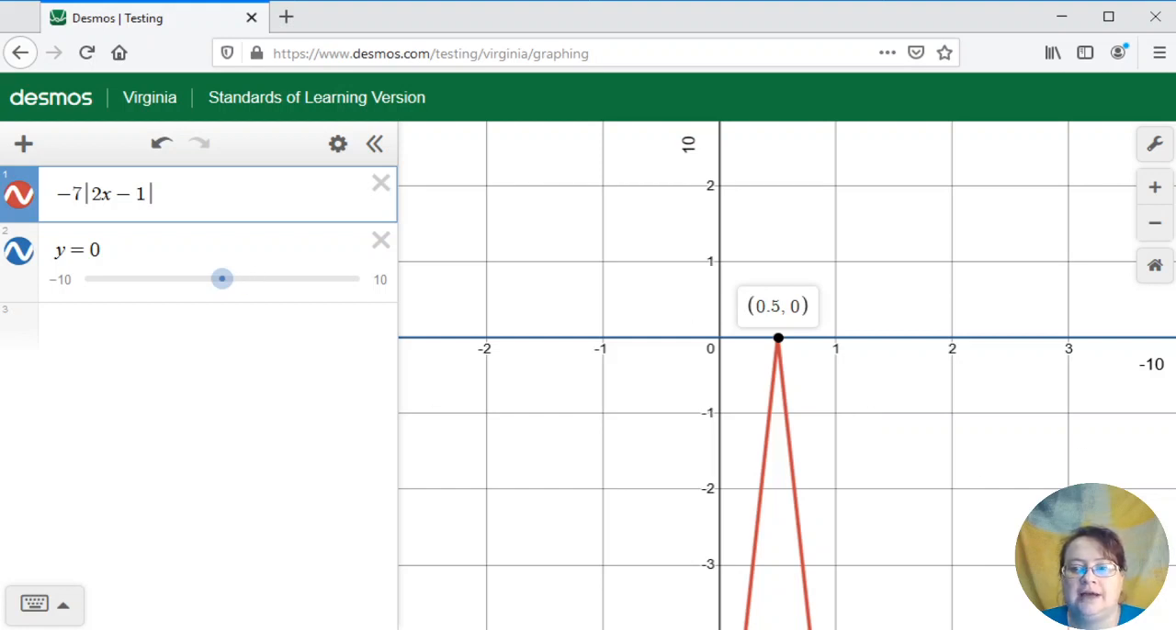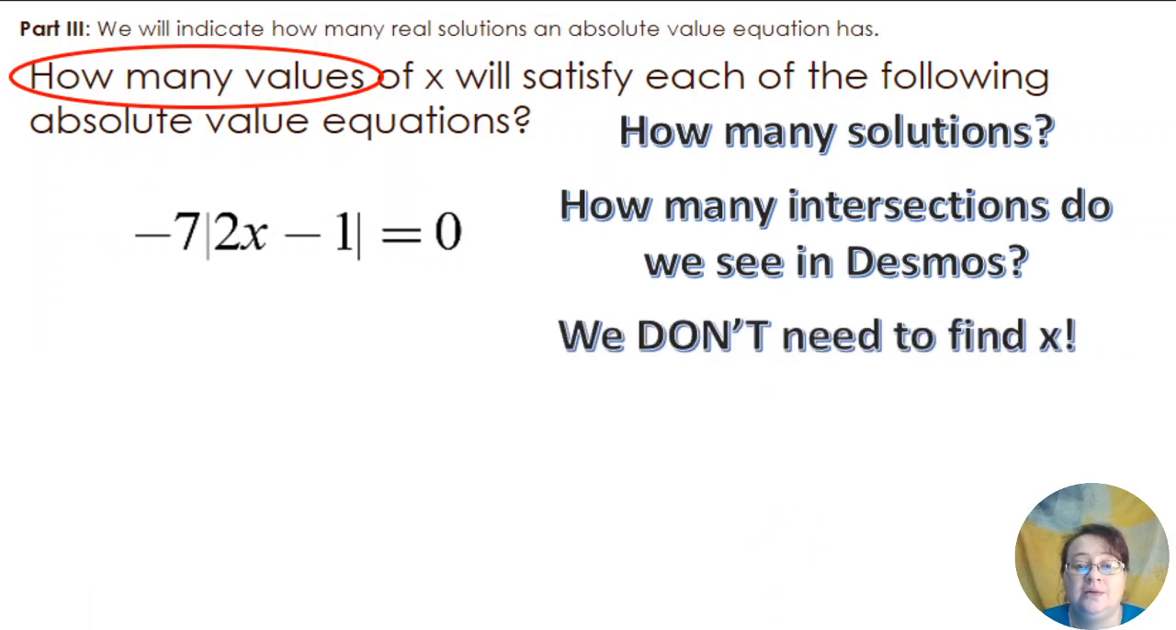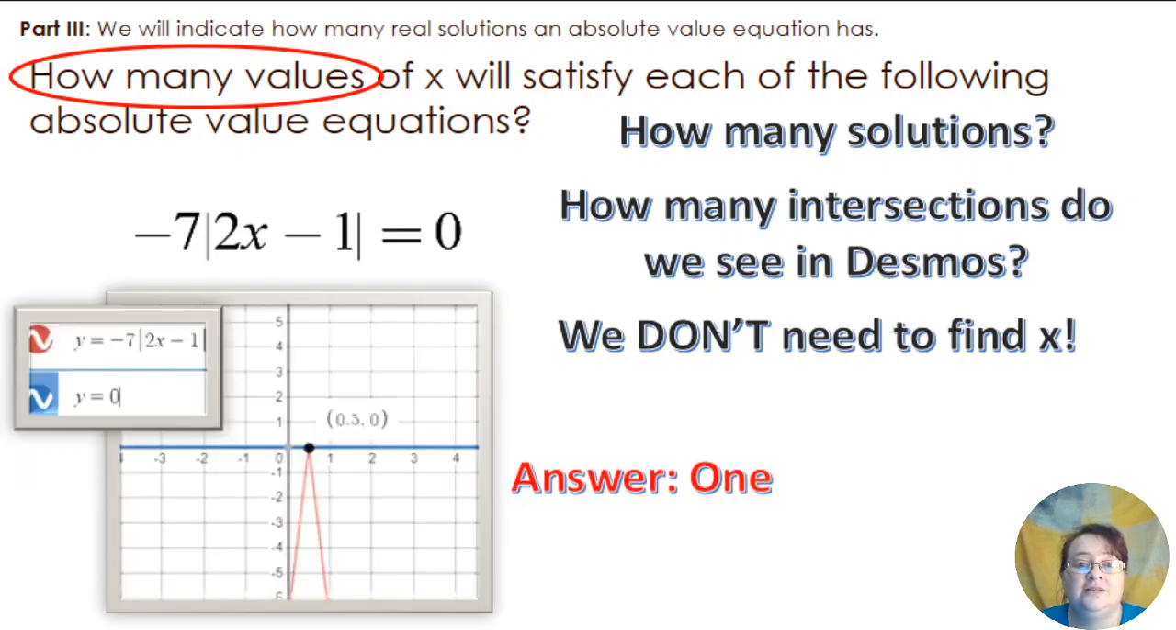So let's look at our problem again. Now here, I don't need to find x. I don't need that number. So when we look at our graph, we had one intersection. So 1 is our answer.